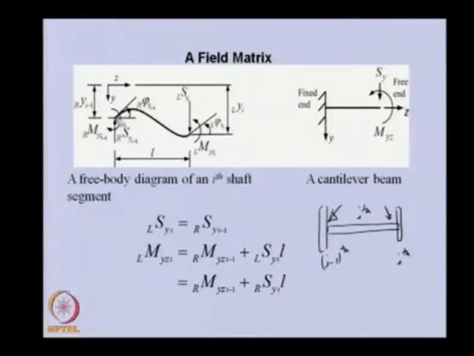And for bending moment, maybe we can take moment about, let us say, here, the left of this shaft. So we will have this moment equal to this moment plus this shear force times the moment arm. Moment arm is nothing but the length of the shaft. And because this shear force is acting right where we are taking the moment, it will not contribute to this moment. So this is the moment balance.